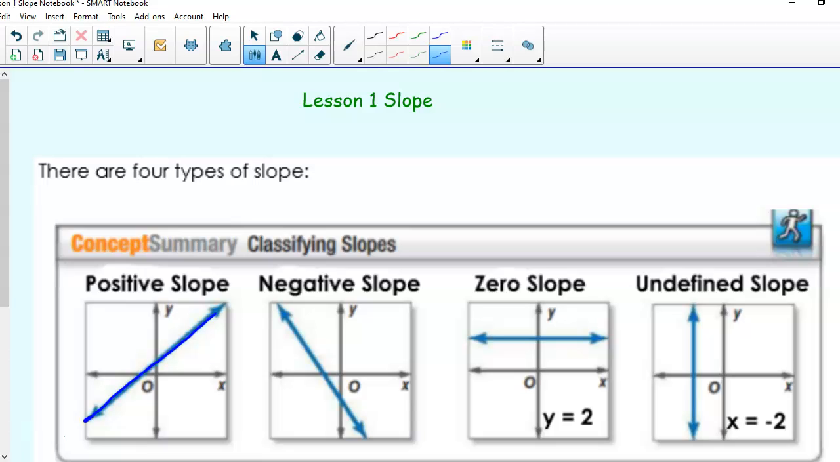A negative slope starts in the upper left and goes to the bottom right. So it's like I'm skiing down a hill. This is always going to get a negative sign.